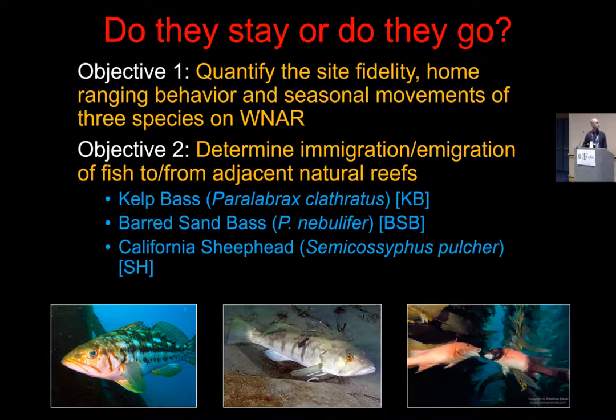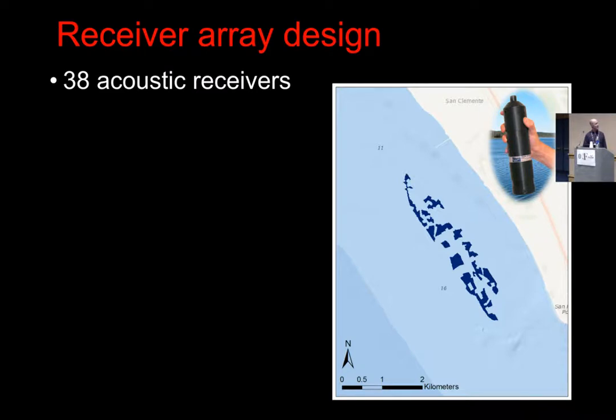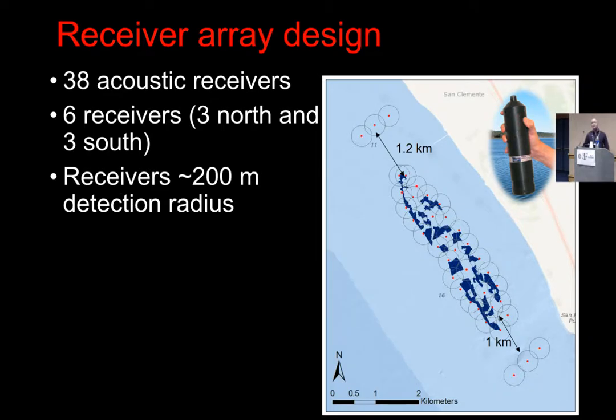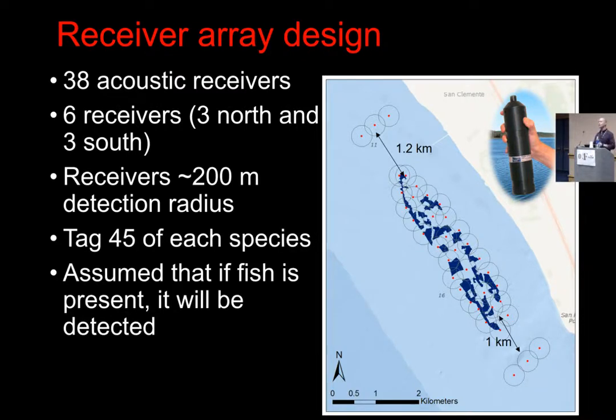habitat. So to do this, we laid out 38 acoustic receivers throughout this habitat. We had 6 receivers on what we call brackets to determine migration habitat. So we basically had the entire reef encapsulated with acoustic receivers. We estimate about a 200-meter detection range. We tagged 45 fish of each species on the reef, and the assumption was that if we tagged them on the reef, we would be able to detect them if they remain there.